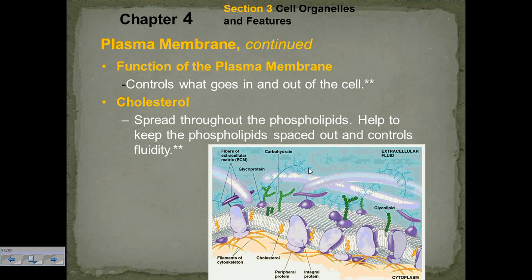All right, so selectively means picky. So the cell membrane, the plasma membrane, is picky about what it's going to let in and out. And permeable means able to go through, from one side to another. So it's picky about what it lets in and what it lets out. It's not going to let everything through, and it's not going to let everything out. It's going to only let certain things in and out.